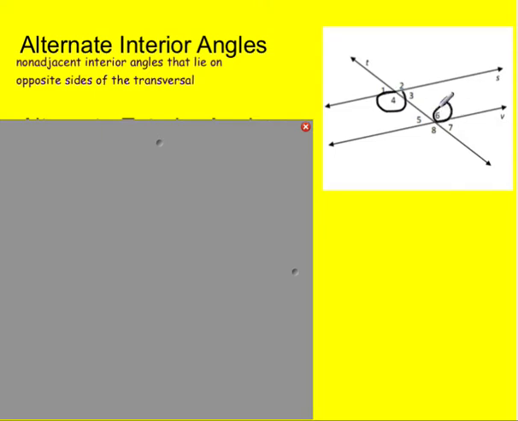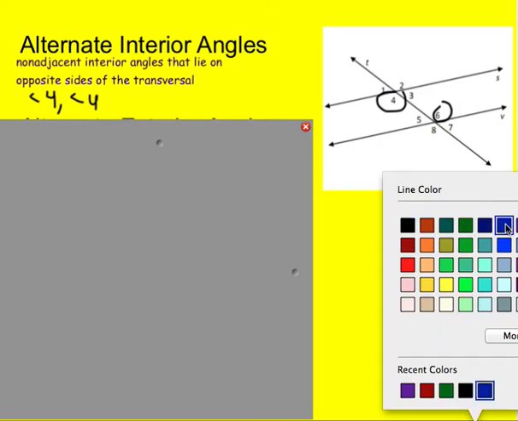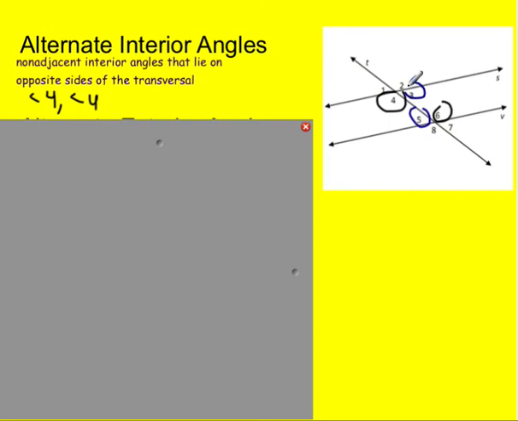They're both inside, but they're on opposite sides. They're kind of in opposite corners when they're on the inside. So angles 4 and 6 are alternate interior angles. Likewise, angle 5 and angle 3 are alternate interior angles because they're sitting opposite each other, but they're still on the inside of those parallel lines. Okay, let's keep moving forward with our vocabulary here.